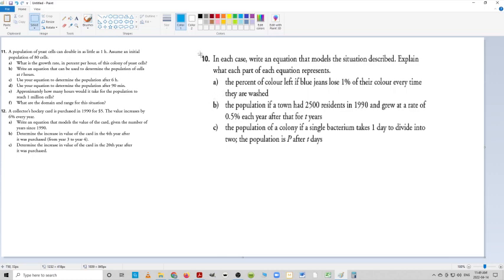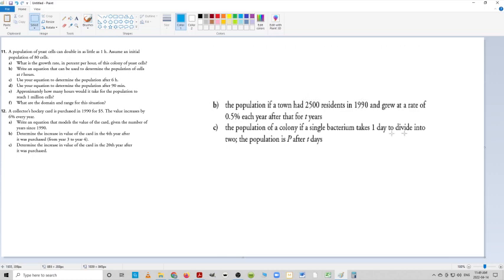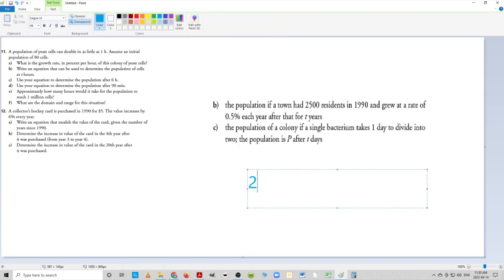Okay, so that's that one. If the population of a town has 2,500 residents, we have 2 choices. We can start with a multiplier of 2,500, and it grew at the rate of 0.5%. If we put these into digits, 100% is 1, and 0.5% is 0.005. That's tricky. So when you add them together, you get this.